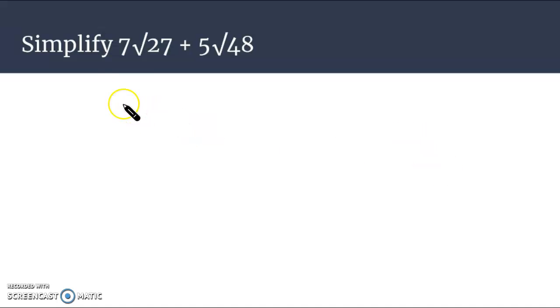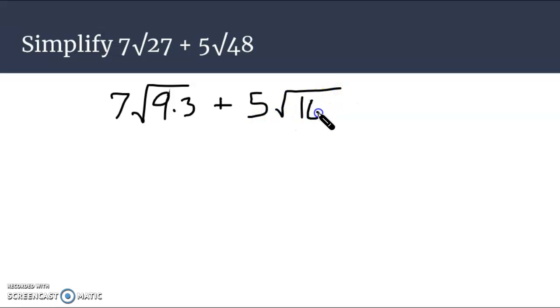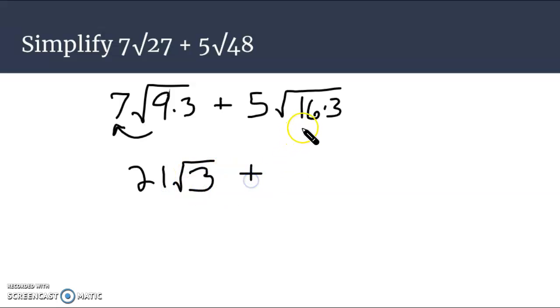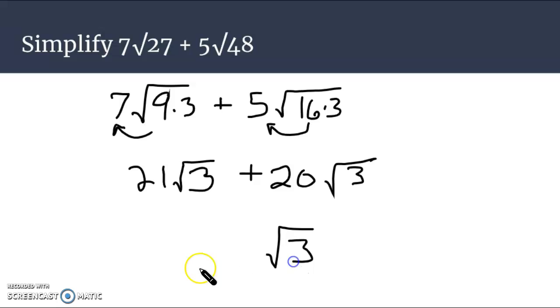All right, another one here, 7 times square root of 27 plus 5 times square root of 48. Let's rewrite square root of 27 as square root of 9 times 3. We're going to rewrite 48 as the square root of 16 times 3. The square root of 9 is 3. 3 times this 7 is 21. So this simplifies to 21 radical 3. The square root of 16 is 4. 4 times this 5 will yield 20. So we have 20 square root 3. We can now add them together because they have the same radical. 21 plus 20 is 41.